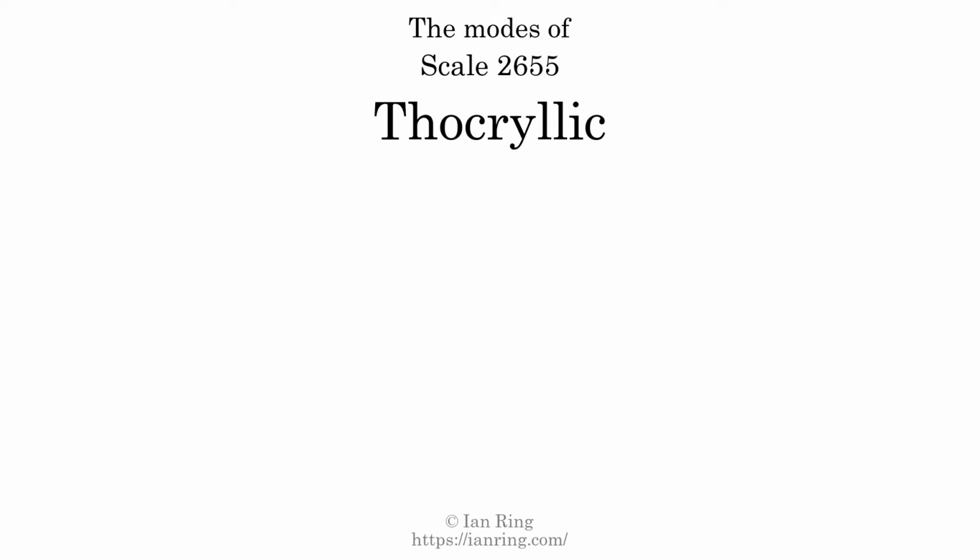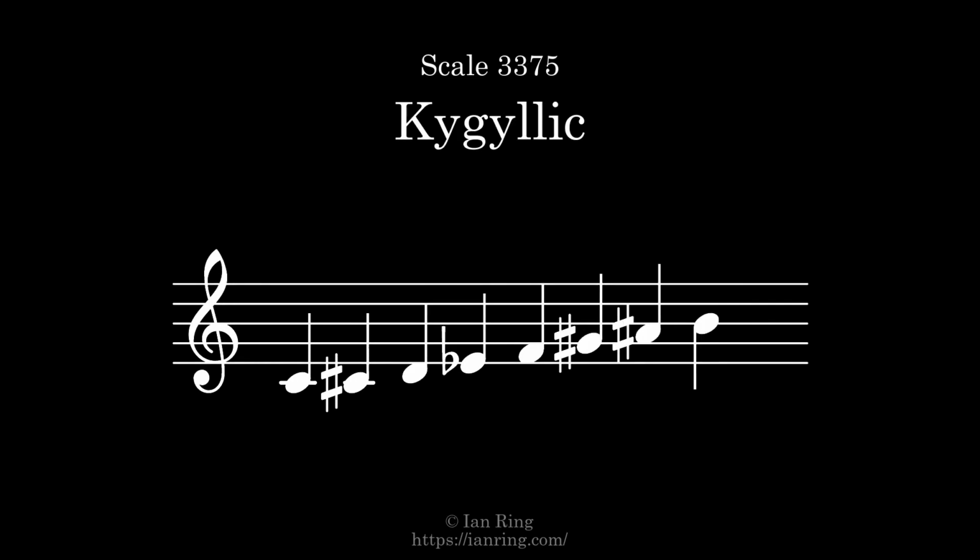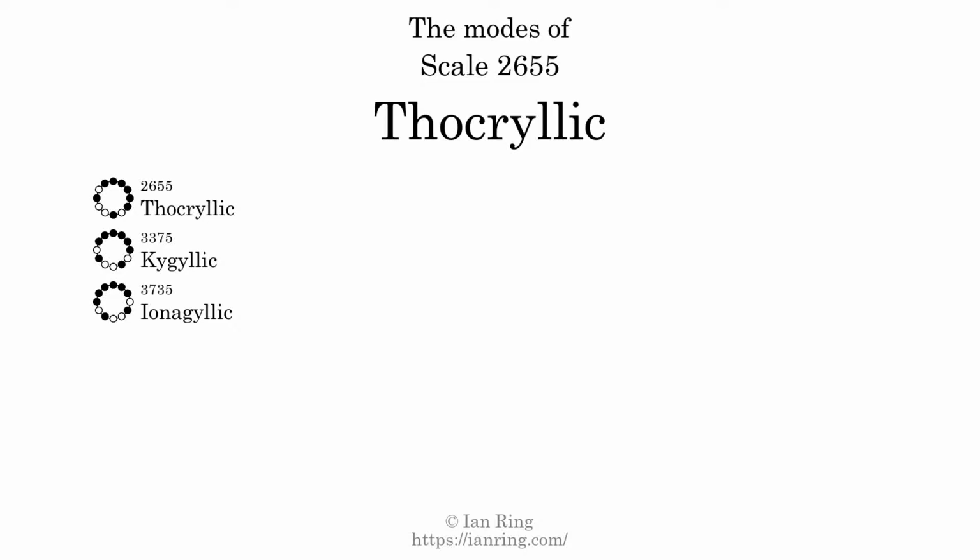This scale has 8 modes. The first mode is itself. The second mode is scale 3375, also known as Coherent. It sounds like this. The third mode is scale 3735, also known as Thocryllic. It sounds like this.